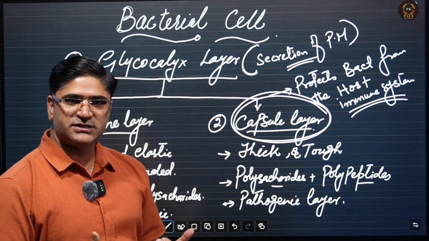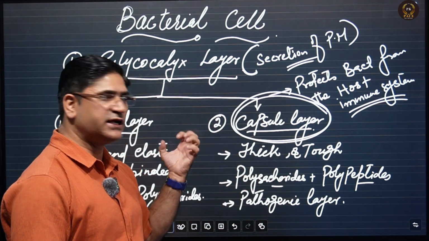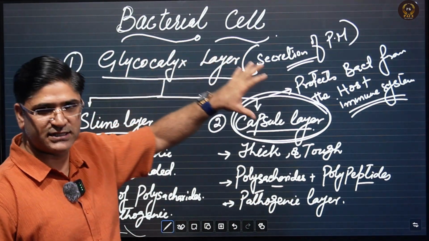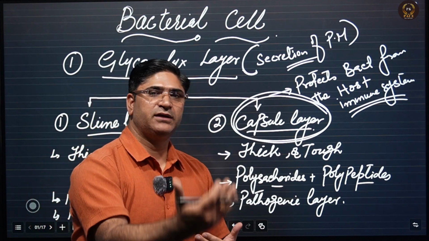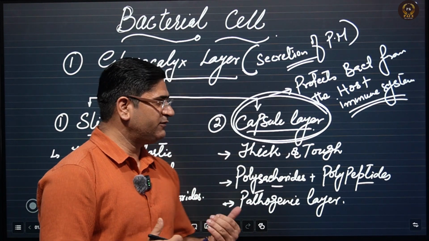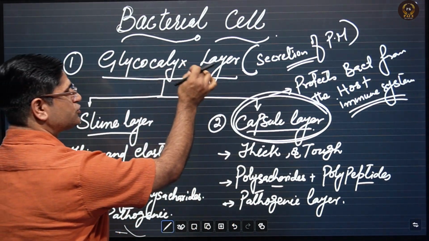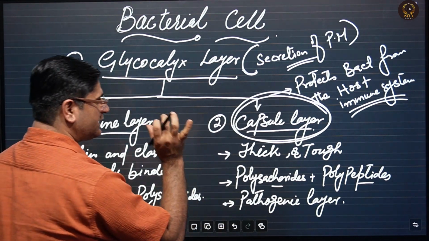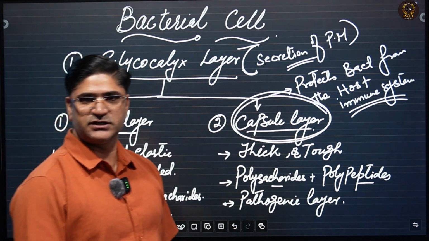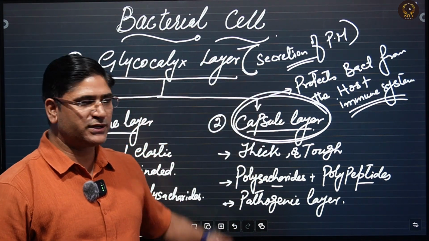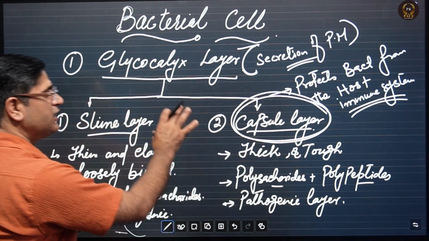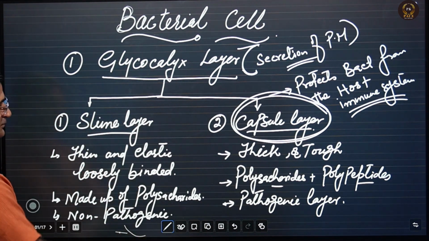Any foreign substance which comes in contact has to go through the glycocalyx layer. So if there is any bacterial infection, any drug being used to control it has to cross the glycocalyx layer first. So the glycocalyx layer is a protective layer for the bacteria. Okay, so that is the composition of the glycocalyx layer.